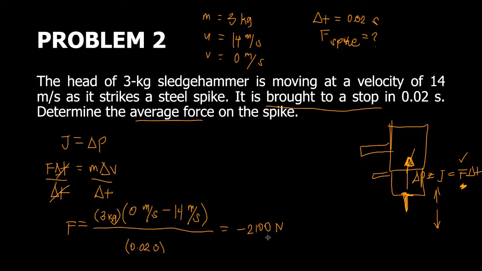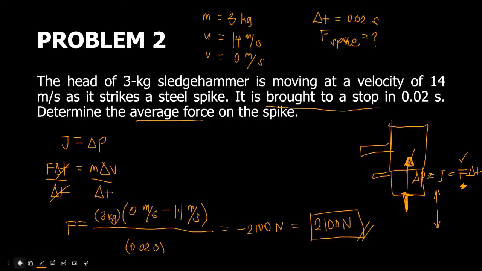Nag-show lang siya na the negative shows opposition to its force or to its motion. But technically, the force is just equal to 2,100 newtons. Yan na yung force on the spike. This negative just shows that it opposes the initial motion. Okay, so here's our answer for the second problem.